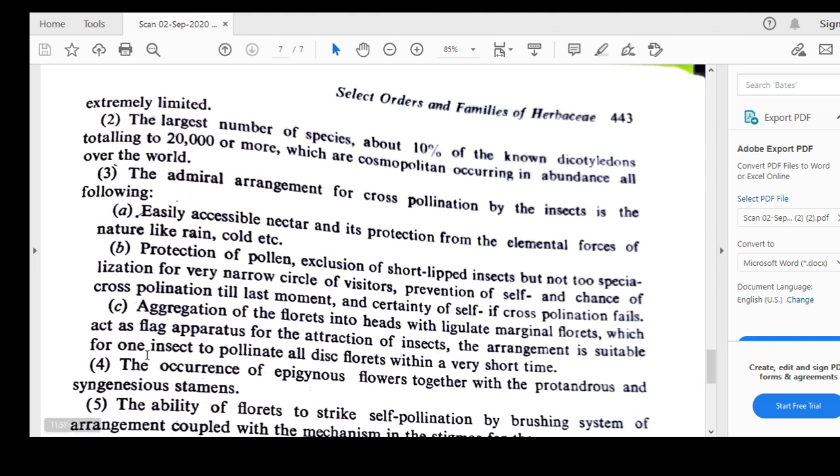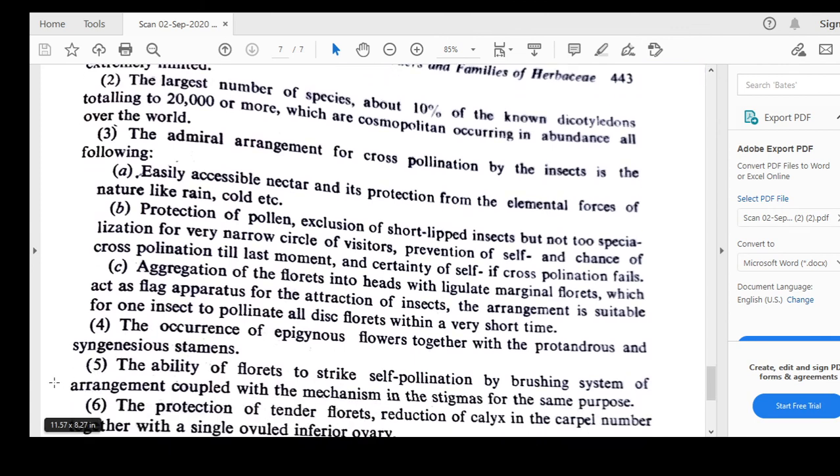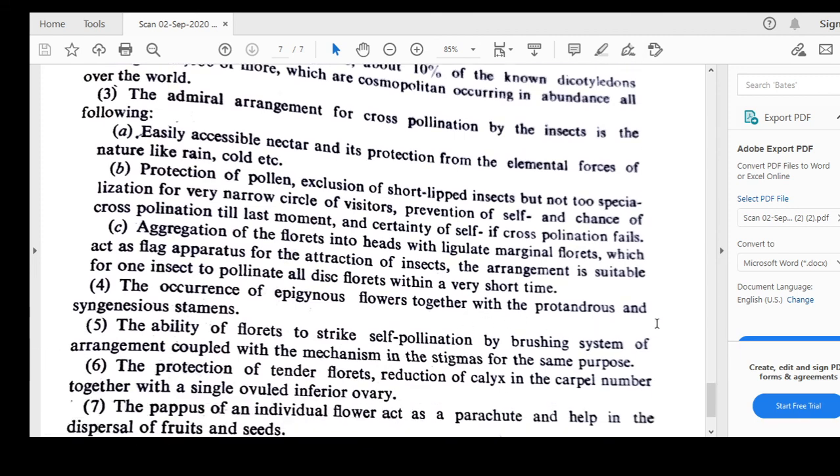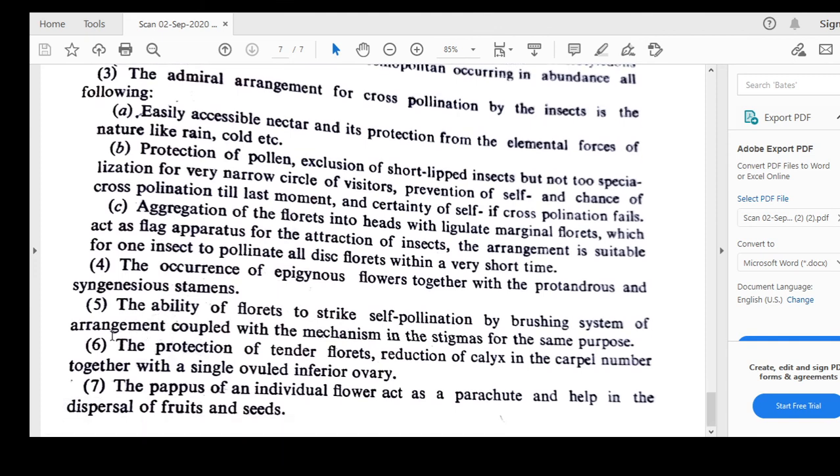Next is aggregation of the florets into heads with ligulate marginal florets, which act as a flag apparatus for the attraction of insects. The arrangement is suitable for one insect to pollinate all disc florets within a short time. The occurrence of epigynous flowers together with protandrous and syngenesious stamens. The ability of florets to effect self-pollination by the brushing system of arrangement, coupled with the mechanism in the stigmas for the same purpose.